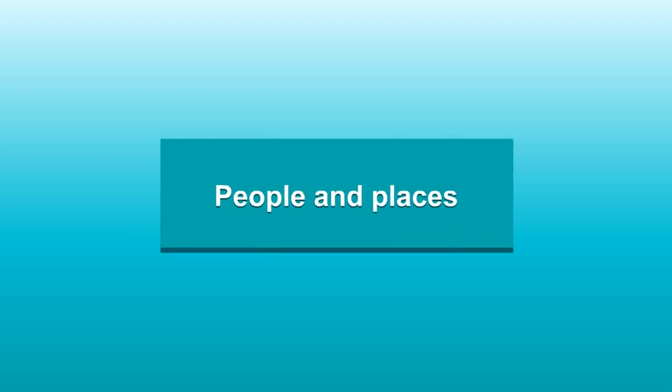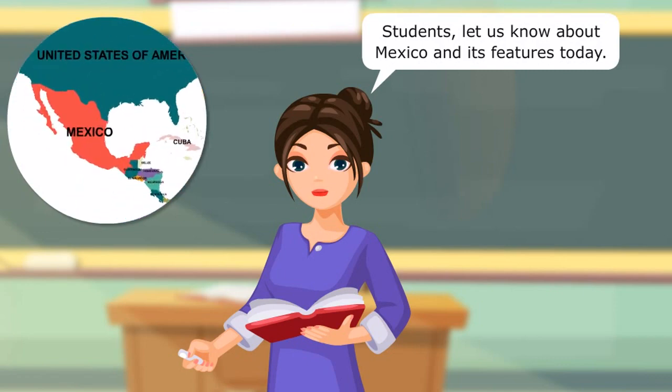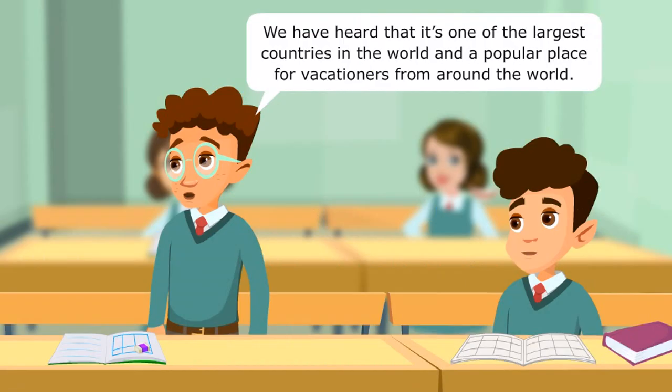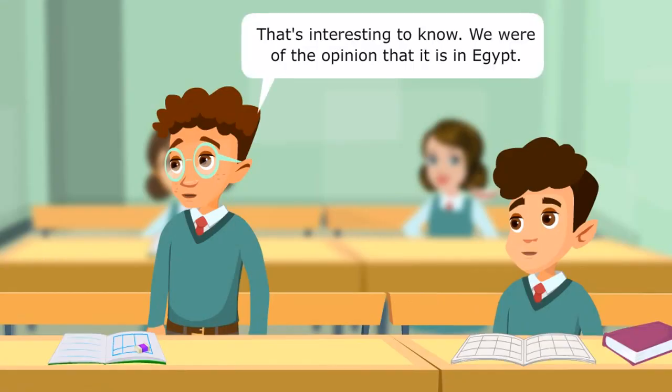People and places. Students, let us know about Mexico and its features today. We have heard that it's one of the largest countries in the world and a popular place for vacationers from around the world. Mexico is the world's largest Spanish-speaking country. And did you know that the Great Pyramid of Cholula is the world's largest pyramid? That's interesting to know. We were of the opinion that it is in Egypt.